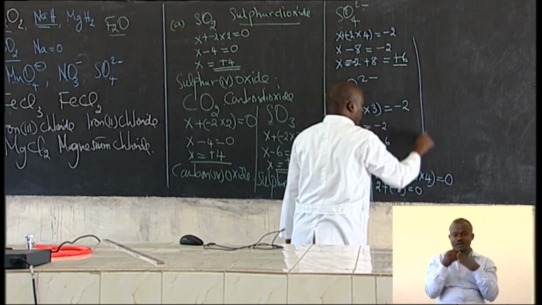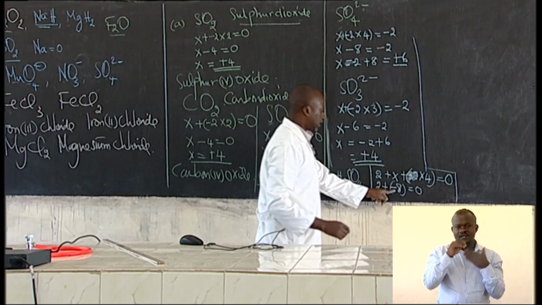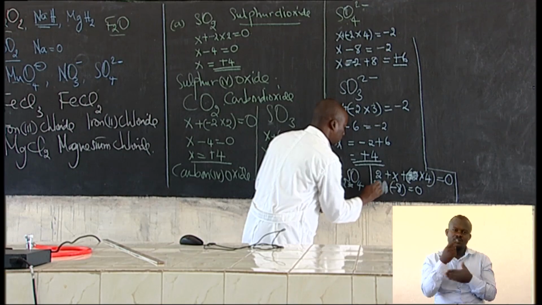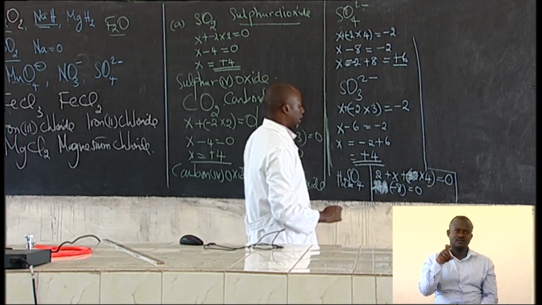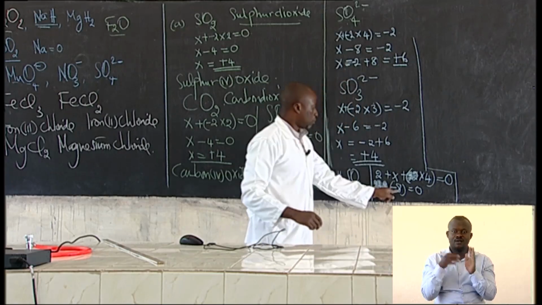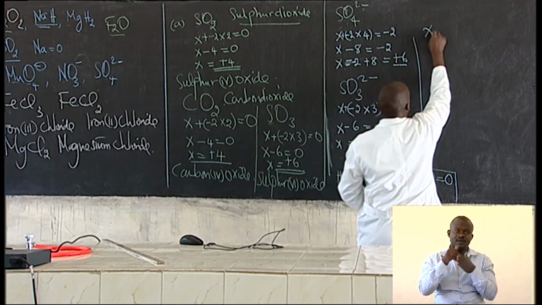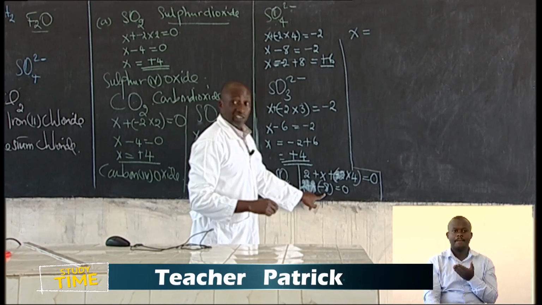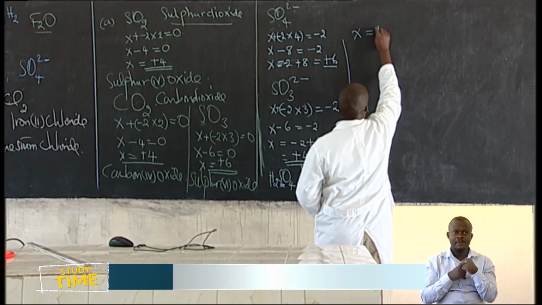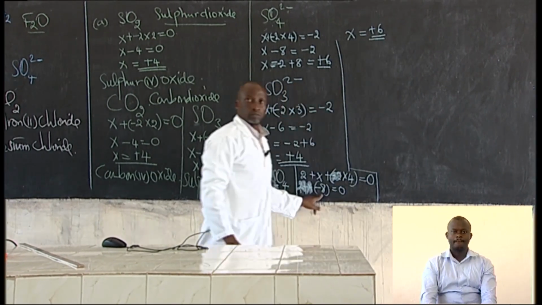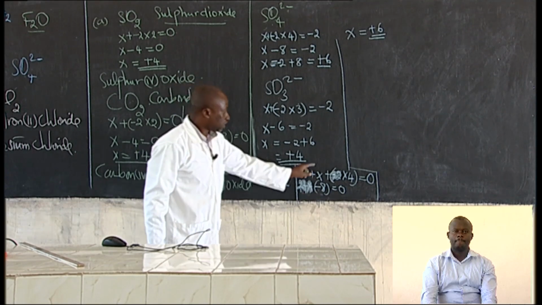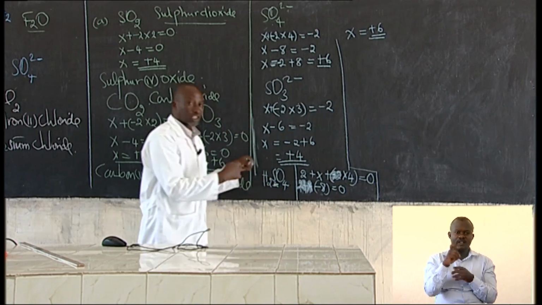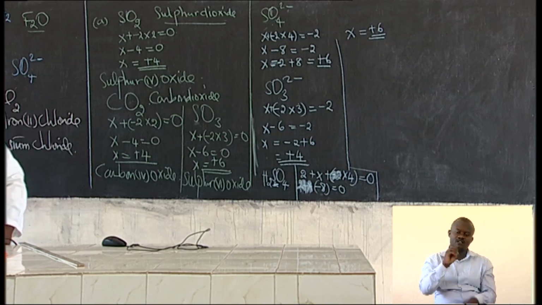So if we get the value, there is plus X here. This will be 2 plus X, then minus 8. So what will be the value of X? X will be equal to, what is this? 6, +6. So +6 will be the value of X in this. So sulfur is in the oxidation state of +6.